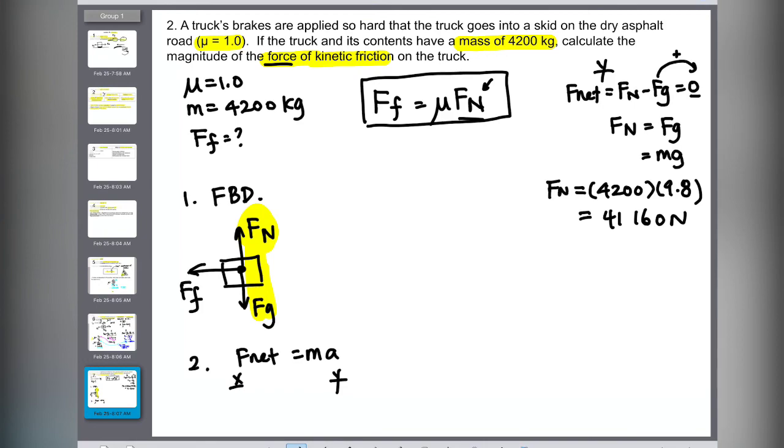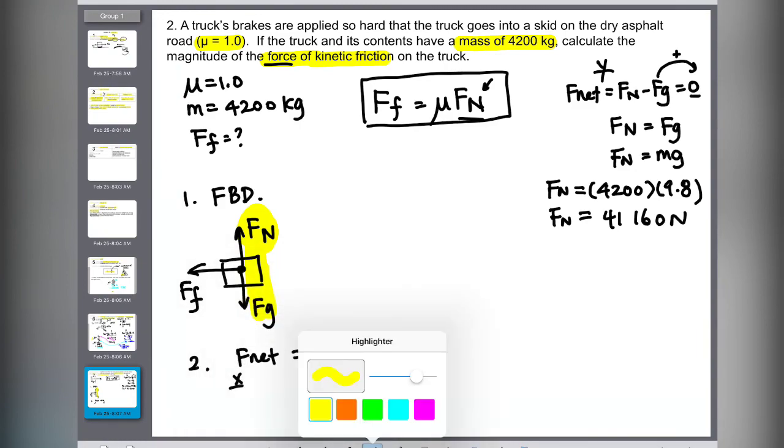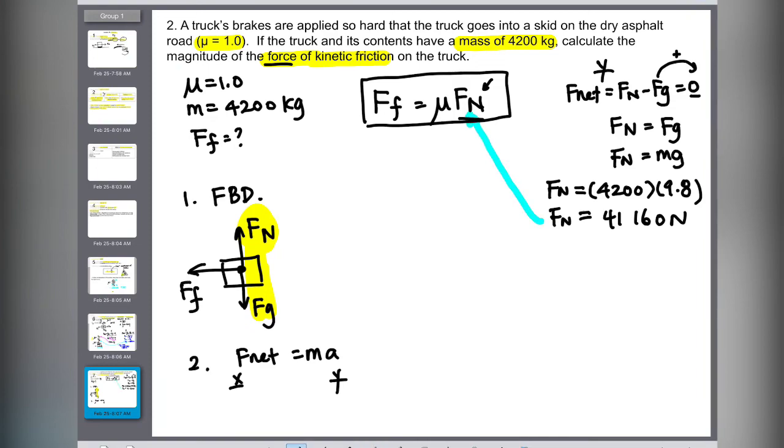So now that I have my Fn, this is my Fn, I can now take my Fn and sub it into this value to solve for my Ff. So Ff is mu. In the question they gave it to us as 1. Fn is 41,160, which equals that number, 41,160 newtons.